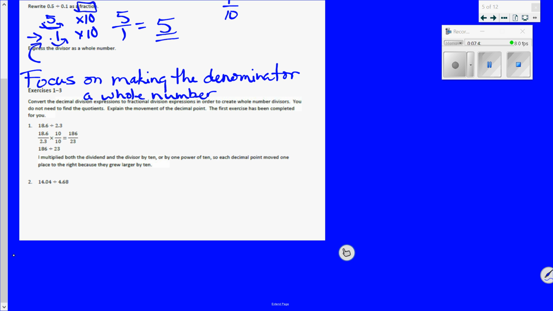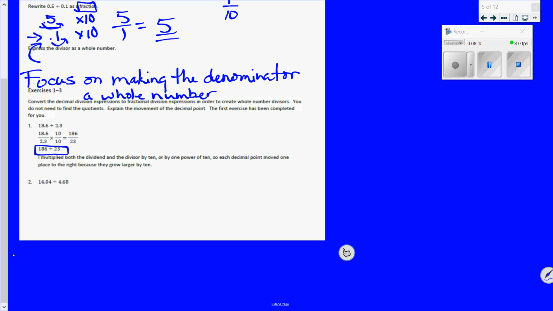Okay? So our first example, they gave us 18 and 6/10 divided by 2 and 3/10. They said, okay, let's write that as a fraction. 18 and 6/10 is my numerator. 2 and 3/10 is my denominator. When I say it, 2 and 3/10, I know I need to multiply by 10. So as I multiply both those out, I get 186 over 23. So rewritten as a whole number, that is 186 divided by 23. We good on that one? Since I did it for us, should be.